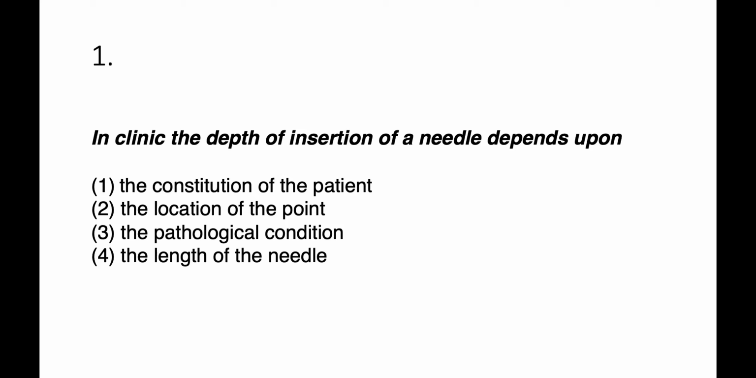So what's your answer? I think, sir, number 1, the constitution of the patient, and the other one is the location of the point, and number 3, the pathological condition. That's letter A. Okay. What about the length? You won't include it? Of course, it has nothing to do with it, right? So don't insert it all the way.